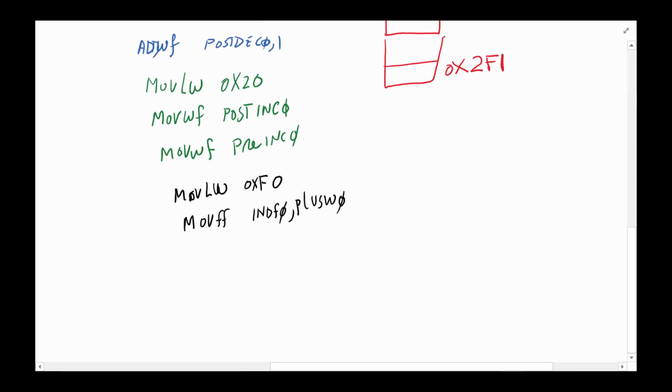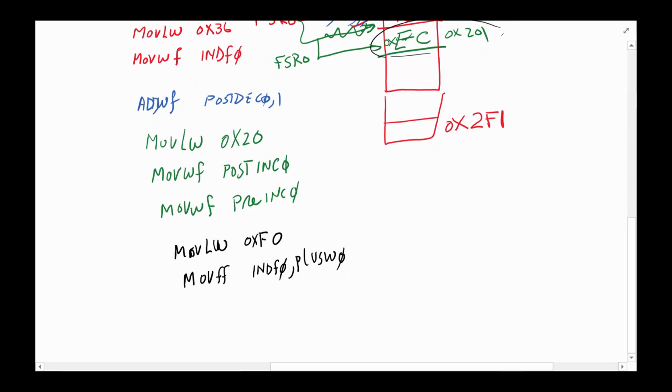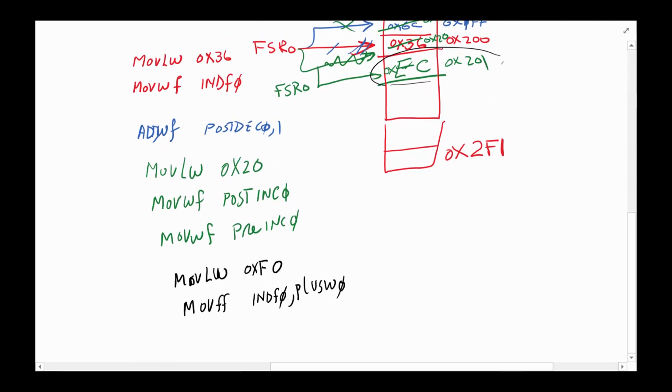So now see what's going to happen is that FSR is looking over here, so it's going to do INDF, which means I just go look there and pick that stuff up. Don't change it. Don't change the FSR. Don't do anything. And then find out what value is in the W register, which is F0.